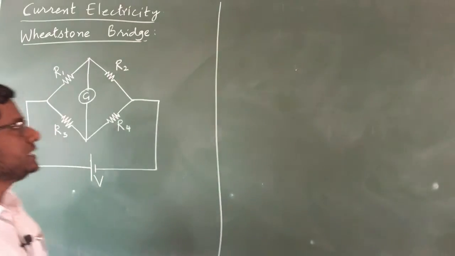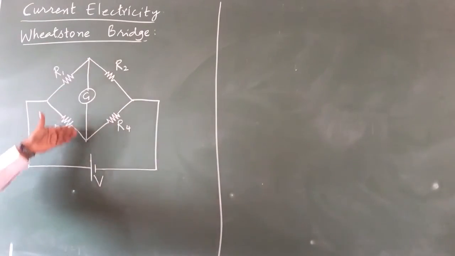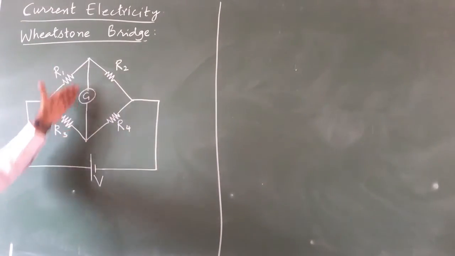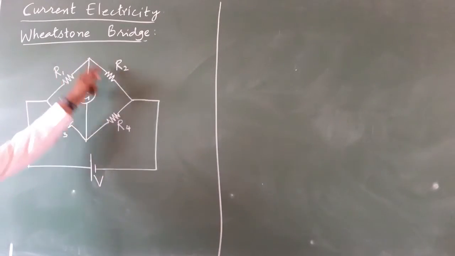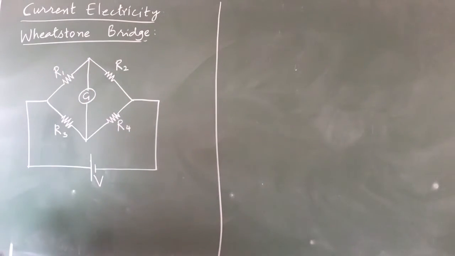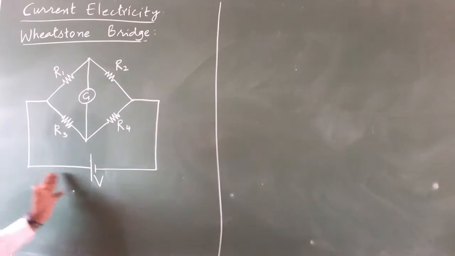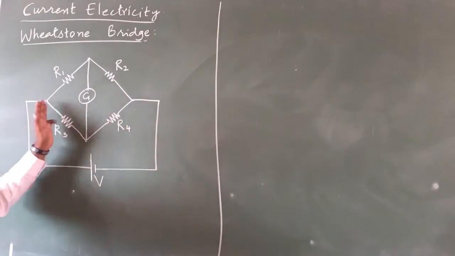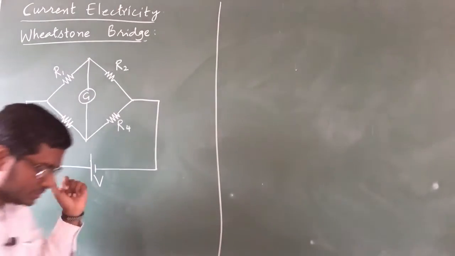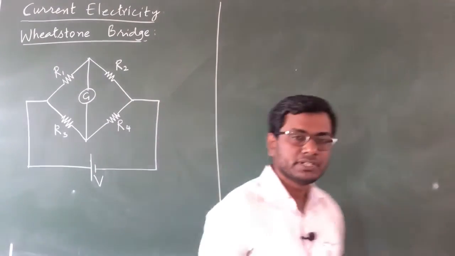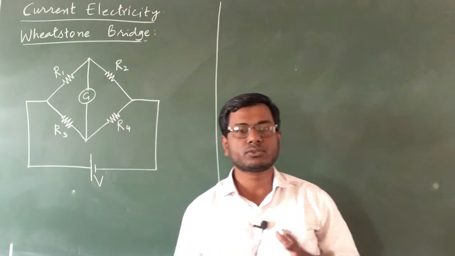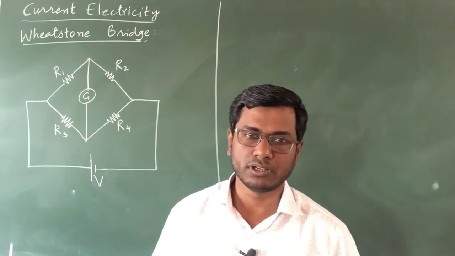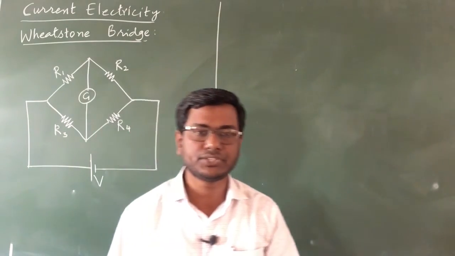First one is a galvanometer which is connected across one diagonal of this quadrilateral, and the other one is this cell which is connected again across the other diagonal. So if I have this kind of a setup, then this network is called a Wheatstone network, or it is also called a Wheatstone bridge.